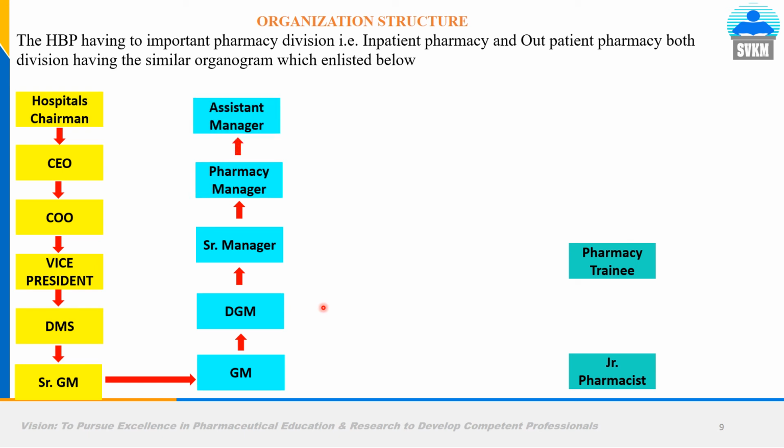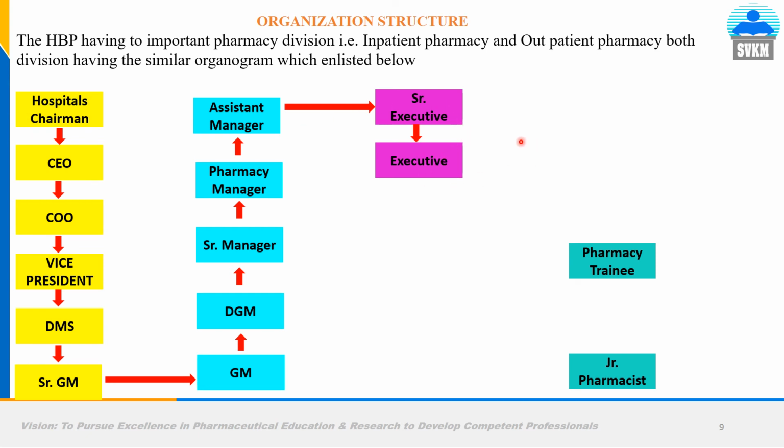After the pharmacy manager, there is an assistant pharmacy manager. Just below the assistant manager, there is a senior executive. After the senior executive, there is an executive. So these are the people from the administrative services.